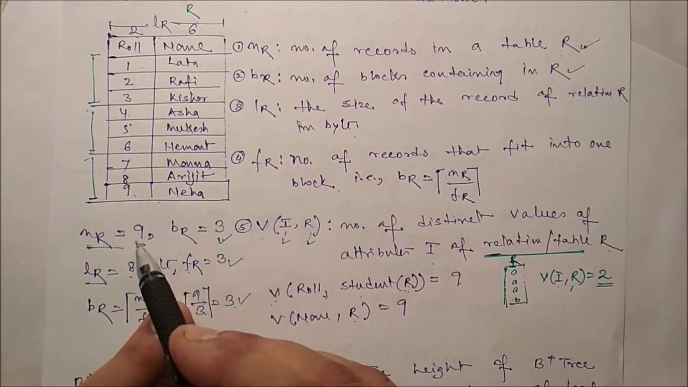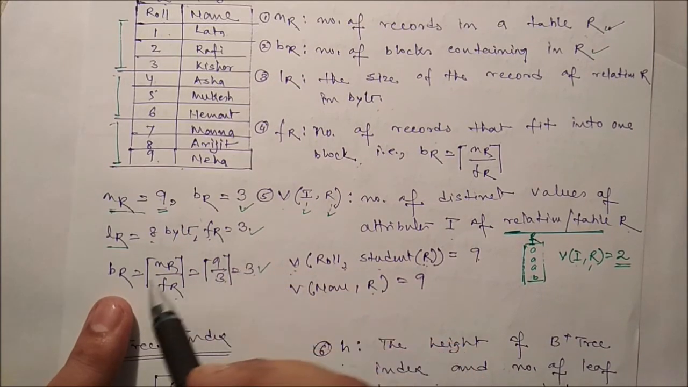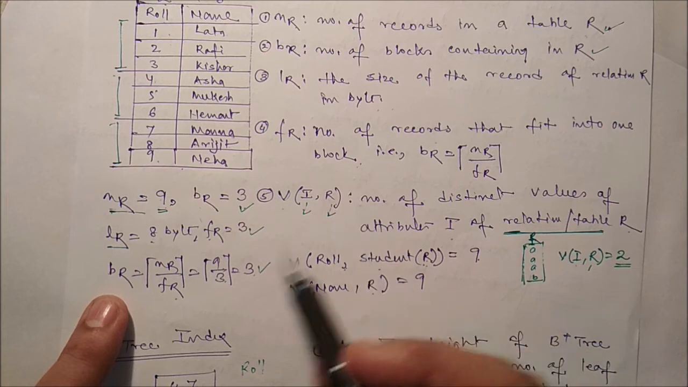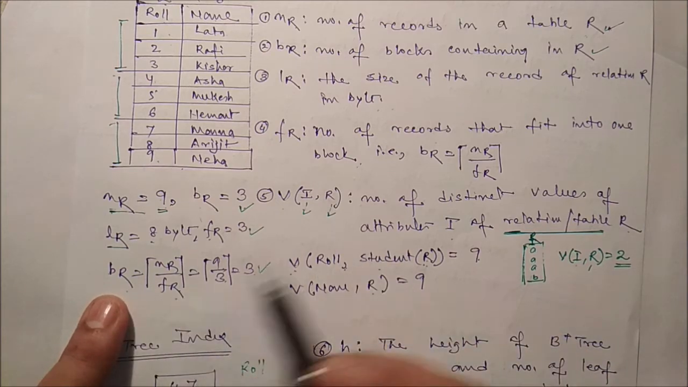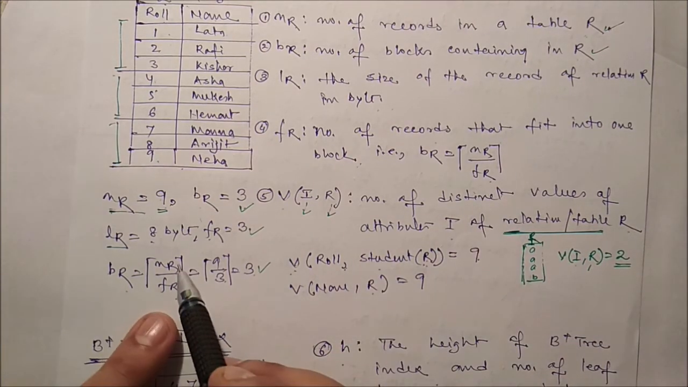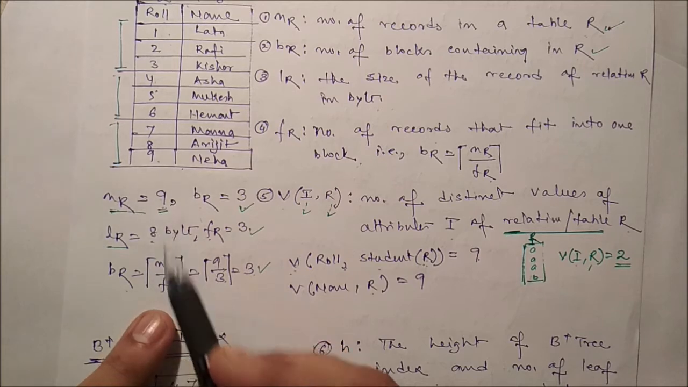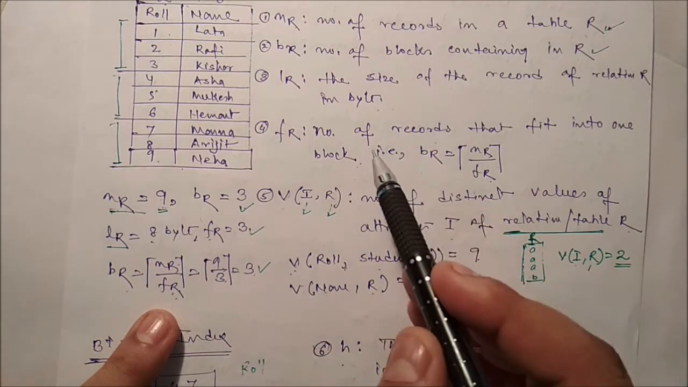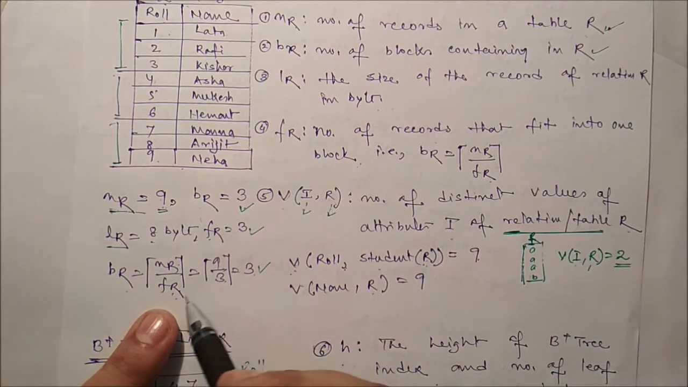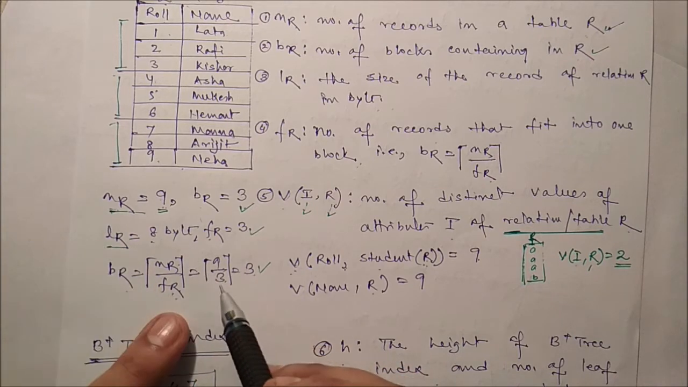If we know nR and fR, we can calculate bR. bR is nothing but nR by fR. nR is the number of records, and fR is the number of records that fit into one block. So how many blocks are there? nR by 3, so it is 3.